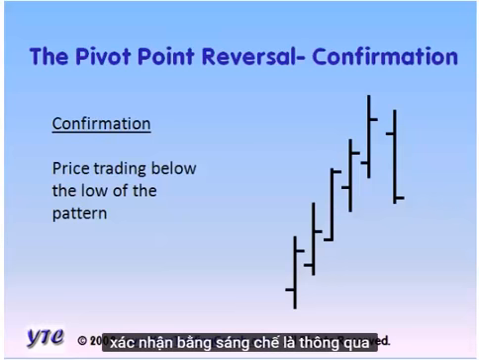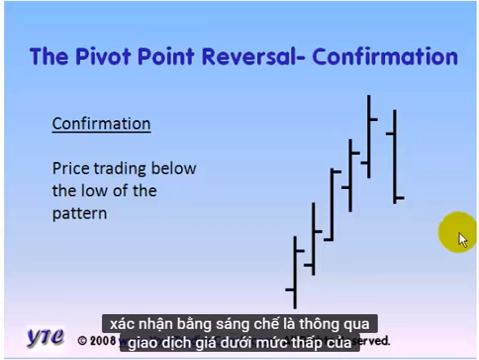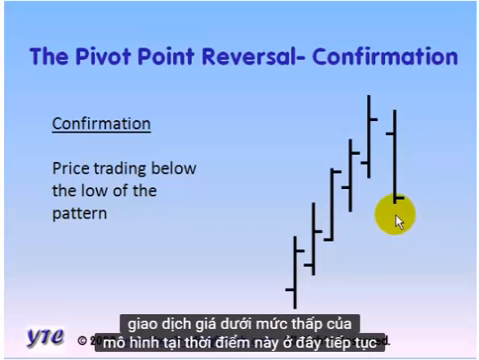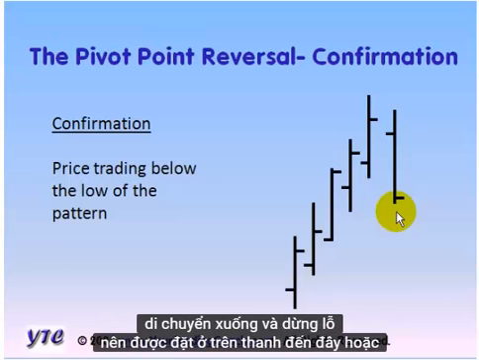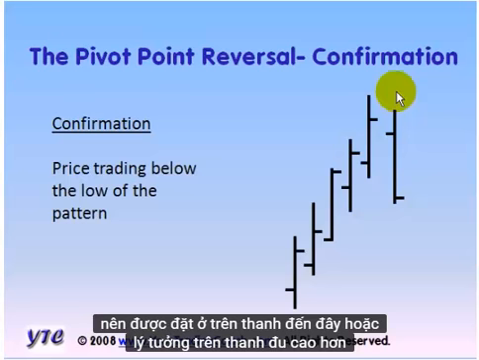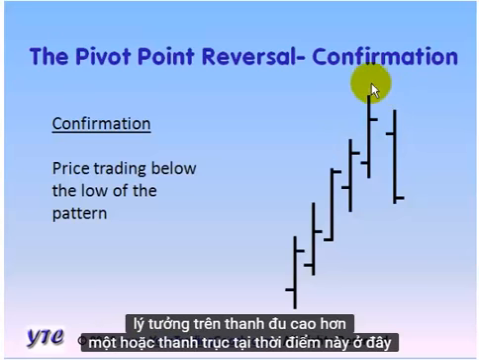Confirmation of the pattern is through price trading below the low of the pattern at this point here, continuing the downward move, and the stop loss should be placed above bar 2 here, or ideally above the whole swing high at bar 1 or the pivot bar at this point here.